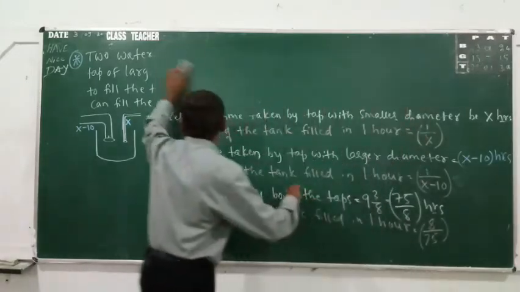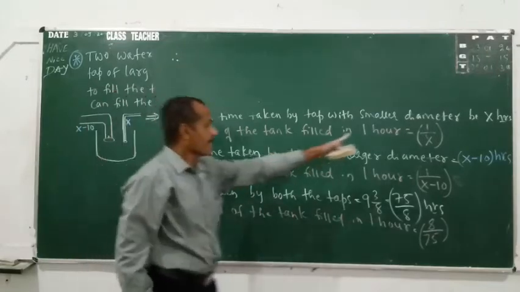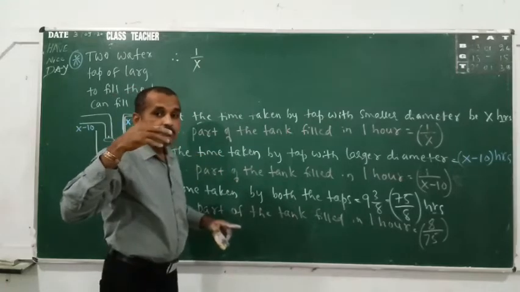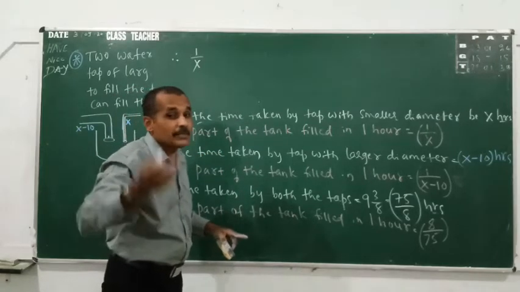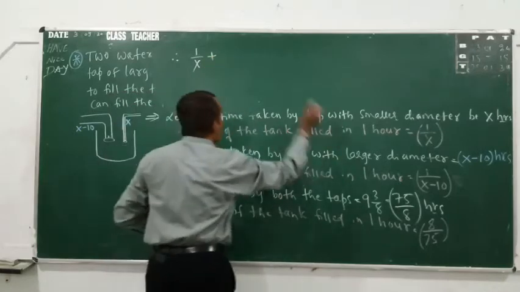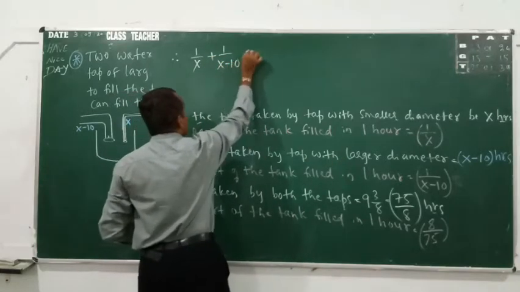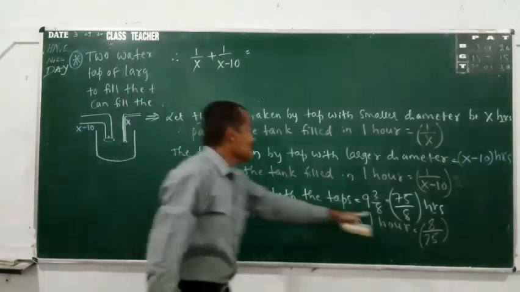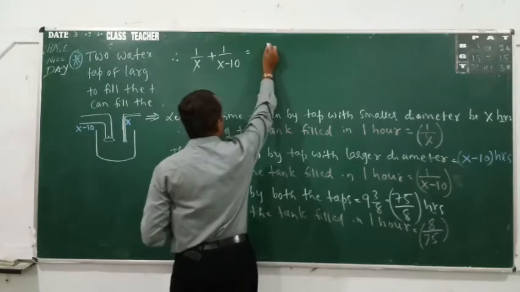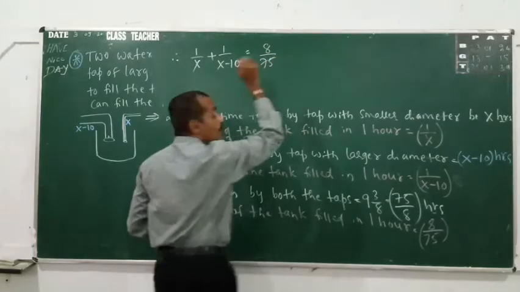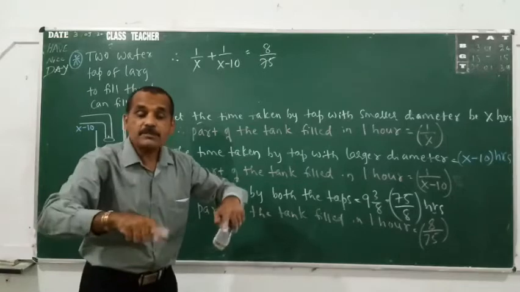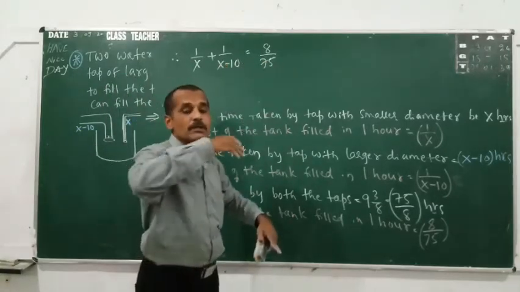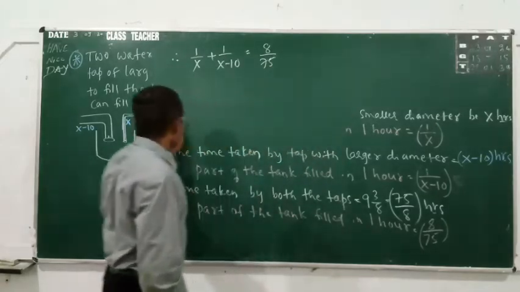Now I will write: therefore, 1 by x, the part of the tank filled by the smaller tap in 1 hour, plus 1 by x minus 10, the part of the tank filled by the larger tap in 1 hour, is equal to 8 by 75, the part of the tank filled by both taps in 1 hour. All these are converted for 1 hour. Now we can solve the problem.